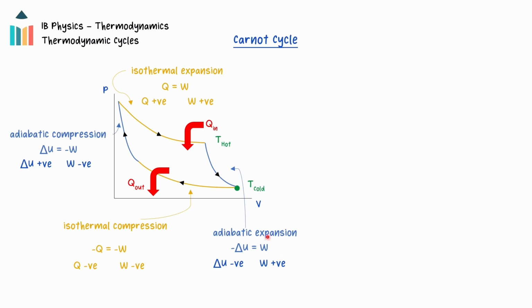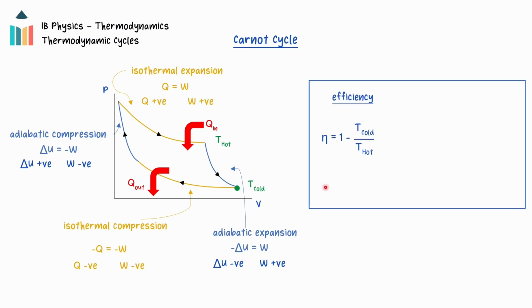During the adiabatic processes, there is no thermal energy entering or leaving the system, so the magnitude of the change in internal energy is equal to the work being done. In each of the four processes, work is being done, but thermal energy is only entering or leaving the ideal gas during the isothermal stages. This combination of theoretical processes makes the Carnot cycle the most efficient of the thermodynamic cycles.